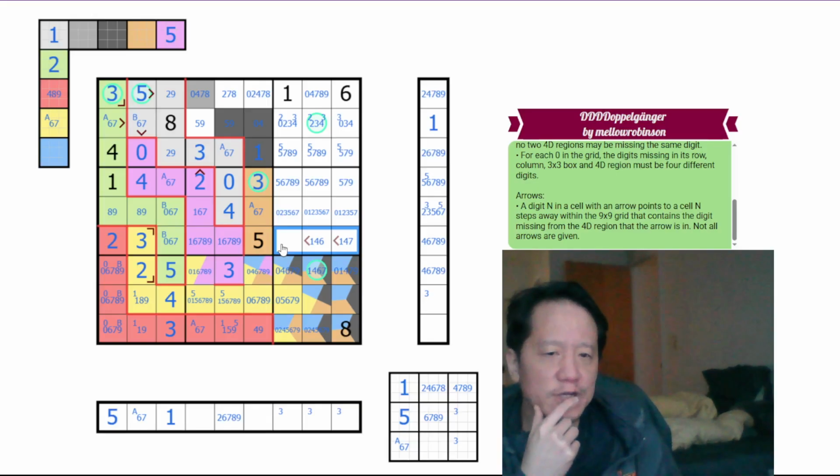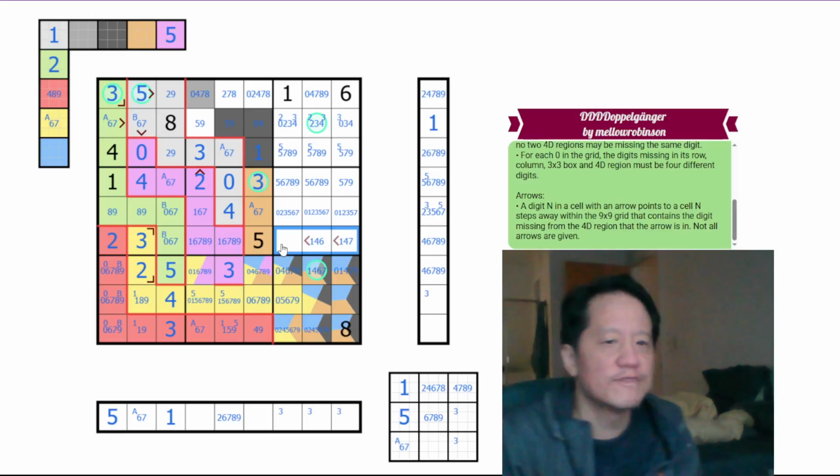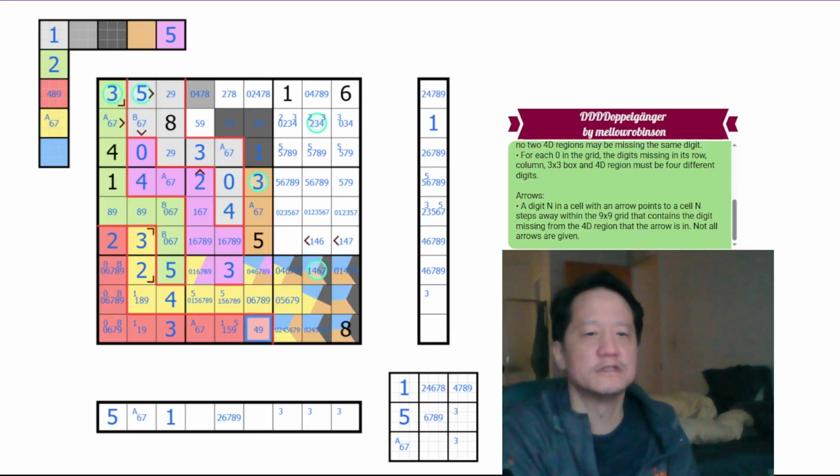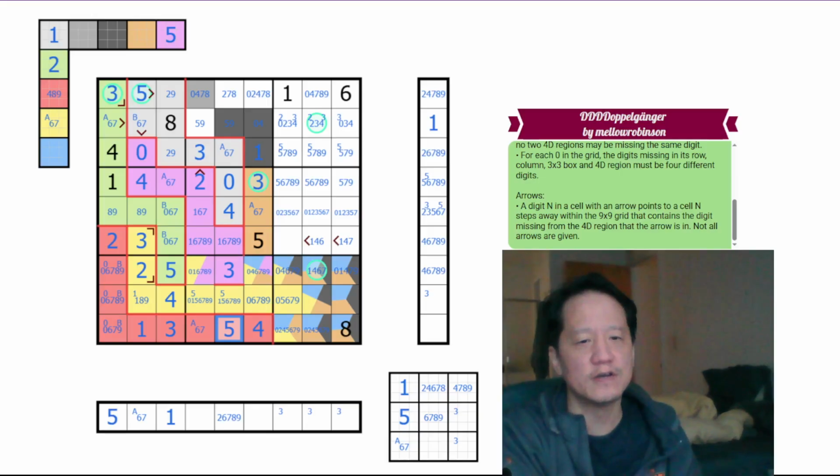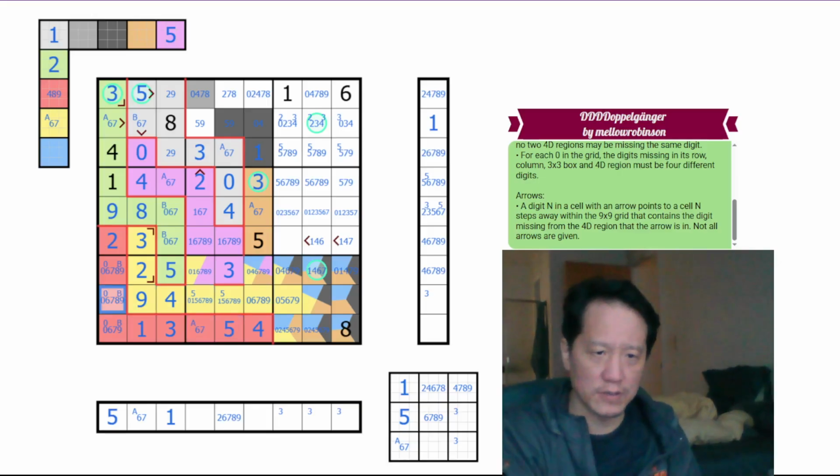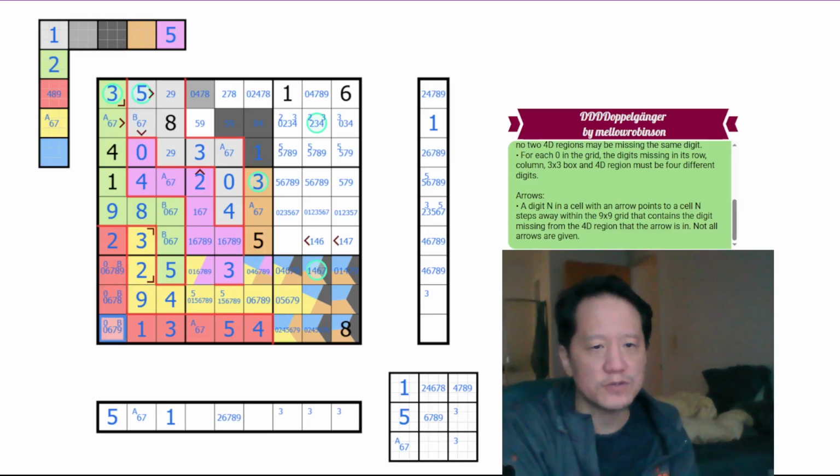Red is missing 4, 8, or 9. If red is missing 9, this is obviously 4. This is 1. This can't be 1 or 9. It's 5. This would be 6, 7, 8. Cannot be 9. So this would have to be 9, 8, and 9. Okay. That seems okay.